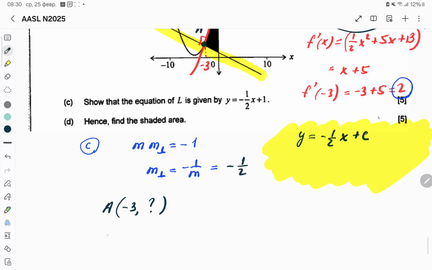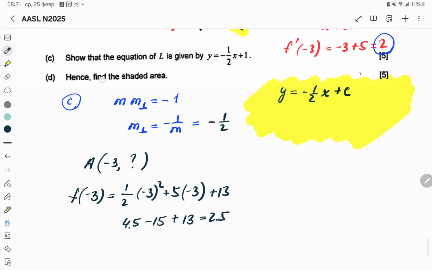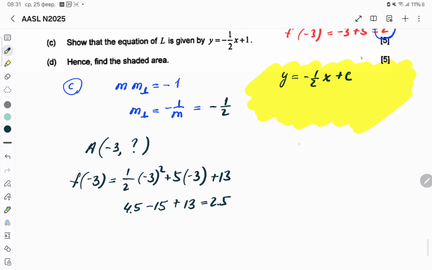Okay, so let's find it. We will plug -3 inside our initial function. So it is 1/2 x squared, actually it is -3 squared, plus 5 times -3 plus 13, right? So it is 4.5 minus 15 plus 13. Okay, so it is 2.5. Okay, and now let's find the value of c. So now A is -3 and 2.5.